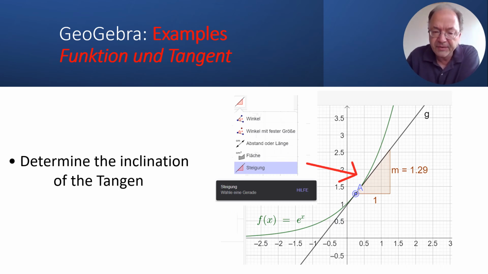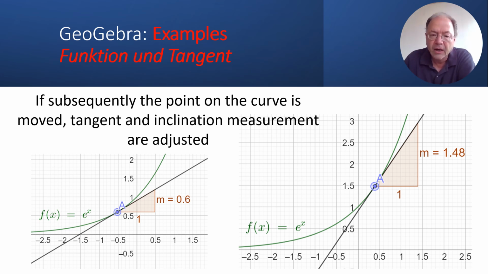Okay, and then the next one, this Steigung, German word Steigung means inclination. It gives you the inclination of this tangent. And then I have everything together for my demonstration. And I can subsequently change the point, push it somewhere else. The tangent follows along, and the triangle showing the inclination also follows along.